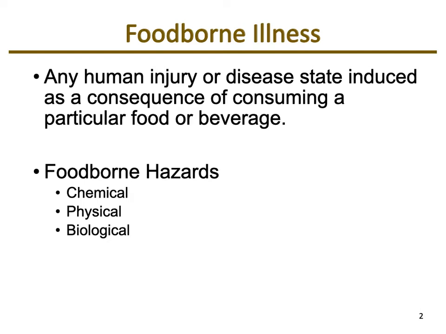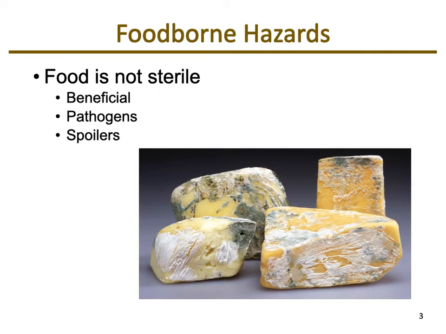Okay, so there's a number of foodborne hazards, and those can be chemical, physical, or biological. And we want to keep in mind with these foodborne hazards that food is not sterile, so it can be beneficial, but we can also have pathogens or spoilers, and those can lead to foodborne illnesses.